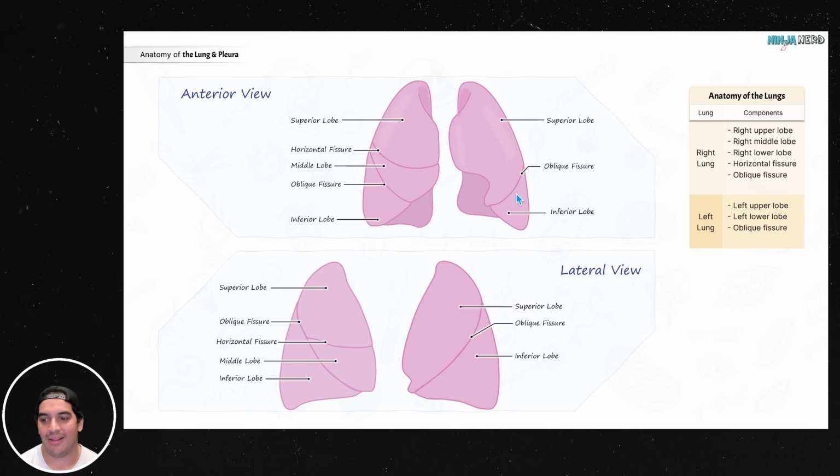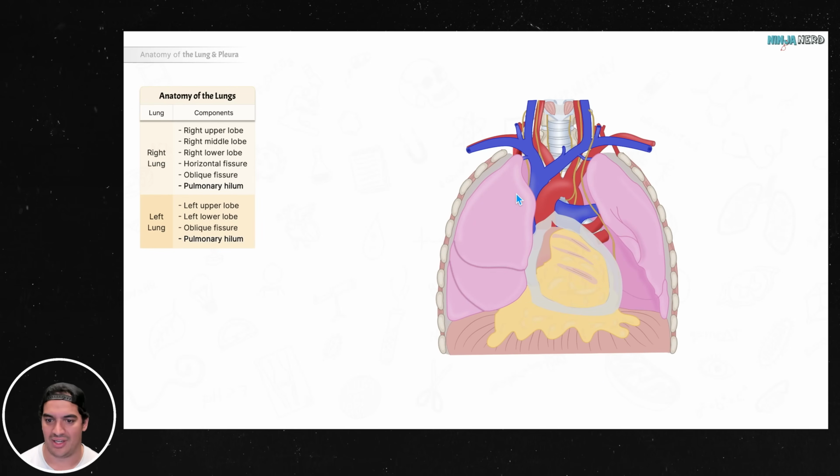What I want you to think about now is that there's another structure you can see, but it's on the inside, in the medial portions, and it's called the pulmonary hilum. I want to take a look at that because you can actually get questions about this sometimes. So you can see the lungs in a ventral view. Here's the left upper lobe, here's the left lower lobe. Here's the right upper or superior lobe, right middle, and right inferior or lower lobe.